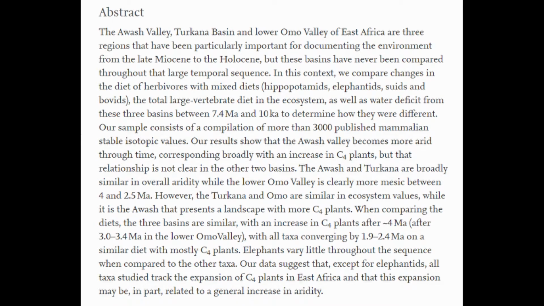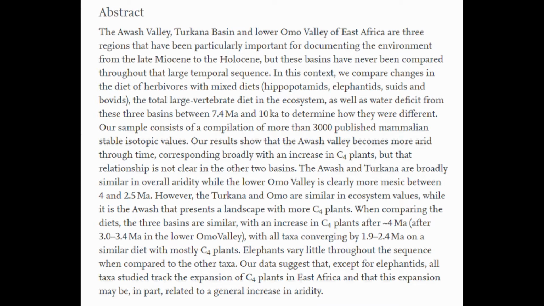However, the Turkana and Omo are similar in ecosystem values, while it is the Awash that presents a landscape with more C4 plants. When comparing the diets, the three basins are similar, with an increase in C4 plants after 4 million years ago, after 3 to 3.4 million years ago in the Lower Omo Valley, with all taxa converging by 1.9 to 2.4 million years ago on a similar diet with mostly C4 plants. Elephants vary little throughout the sequence when compared to other taxa. Our data suggests that, except for elephantids, all taxa studied tracked the expansion of C4 plants in East Africa, and that this expansion may be in part related to a general increase in aridity.